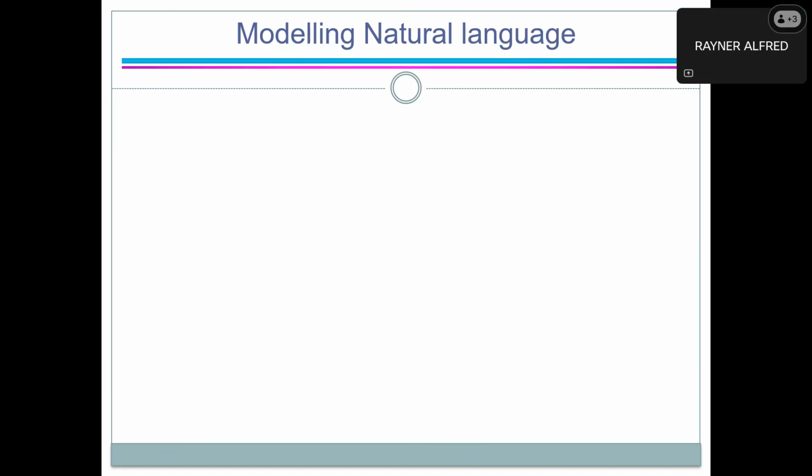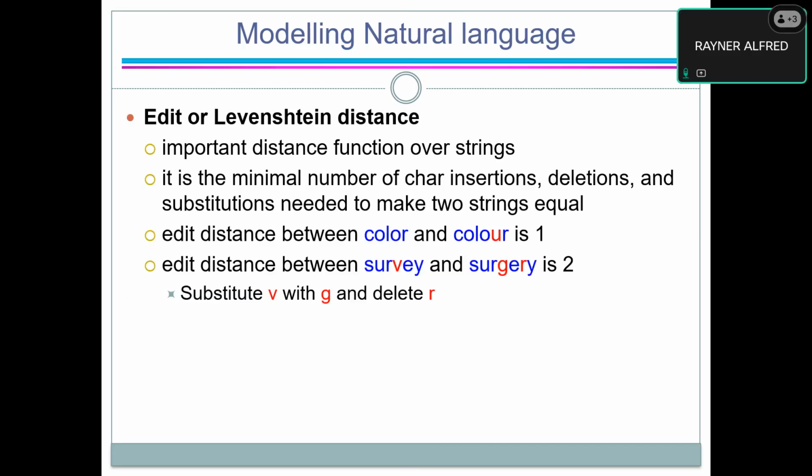Okay. We also have the edit or Levenshtein distance. This is the measure of how many operations you need to do in order to make them equal. For example, the edit distance for color and colour here is 1 because we only need one operation, which is to delete this one or to add this U here. So 1. Okay, for survey and surgery, it is 2 because we need to substitute V with G, and then we add and delete R.